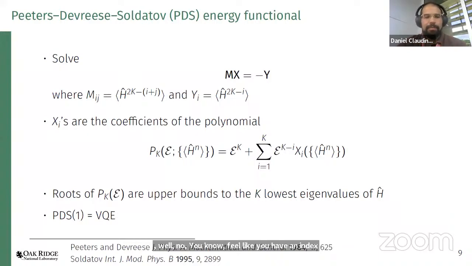Now, once you solve that system, you feed this polynomial, and then you solve for the roots. What is pretty neat about this approach is that if you decide you want an expansion of order k, then that returns the k lowest eigenvalues of the Hamiltonian. So it gives you bounds to the first k eigenvalues, the first k eigenenergies of the Hamiltonian. And just an interesting fact here is that if this PDS is truncated at first order, you recover the widely spread variational quantum eigensolver.